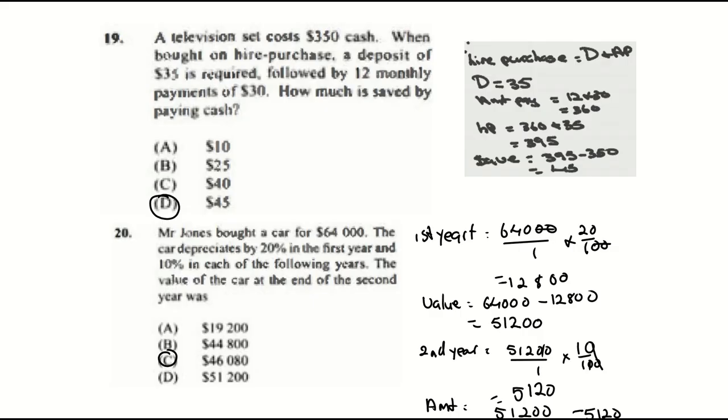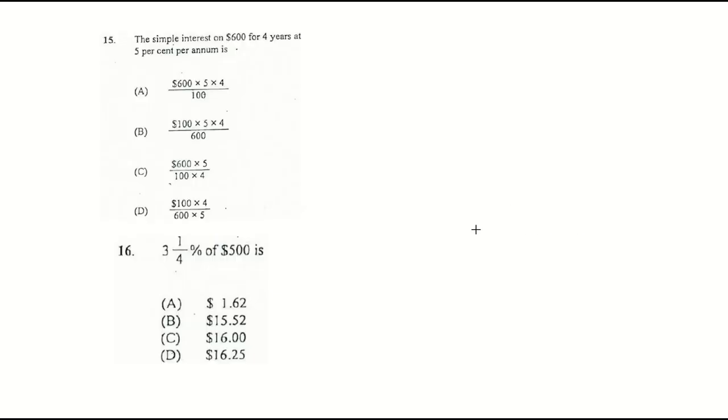That is the end of May, June 2018. Let's look at January 2018. January 2018, paper 1, consumer arithmetic. This is 15 to 22.